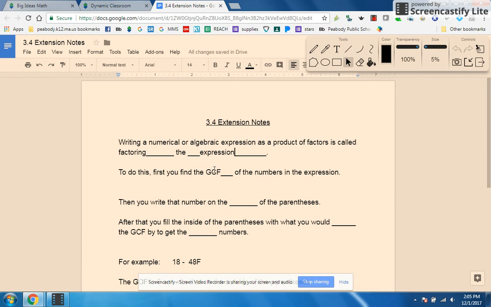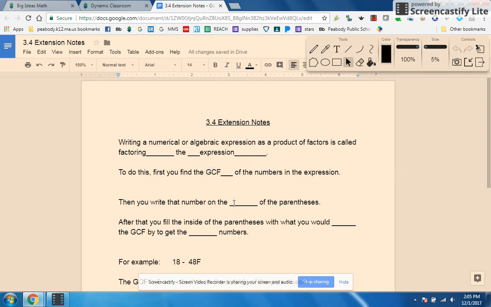Okay? To do this, first you find the GCF. So make sure you write that in, the GCF of the numbers in the expression. If you remember, that means greatest common factor. We learned how to do this doing factor trees and circling the numbers they have in common, but I'm going to be giving you numbers that are small enough that you could probably figure it out in your head. So the biggest number that goes into two or more numbers.